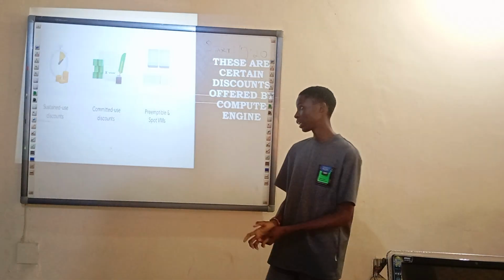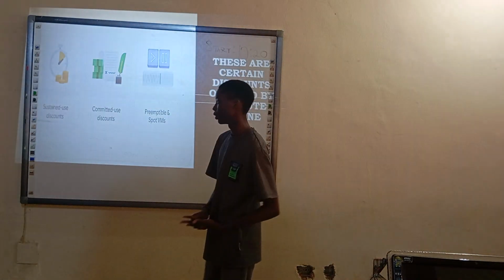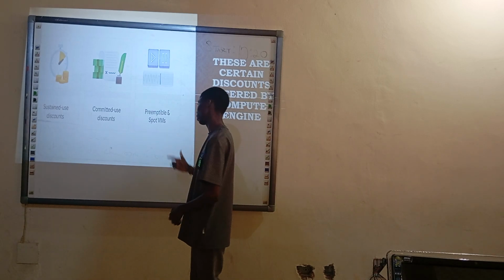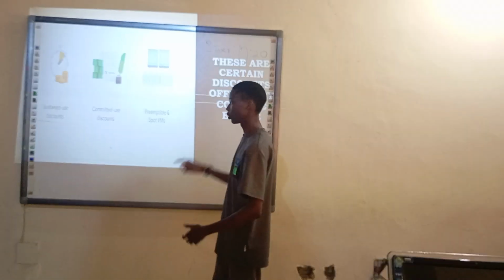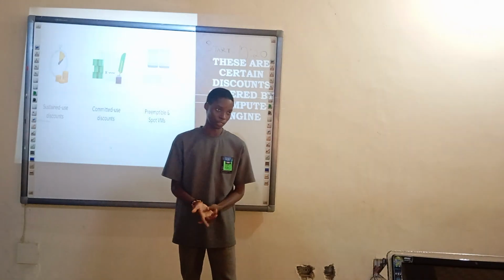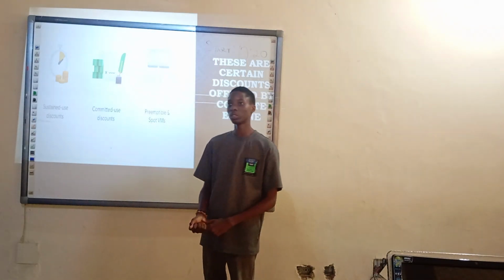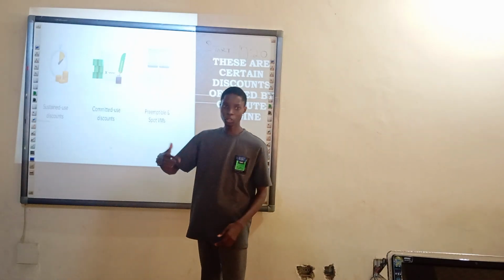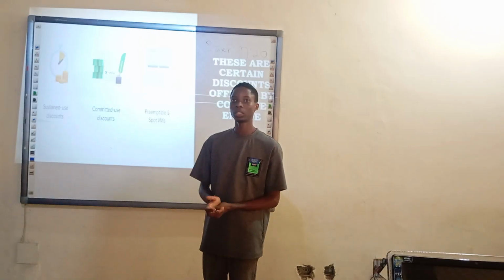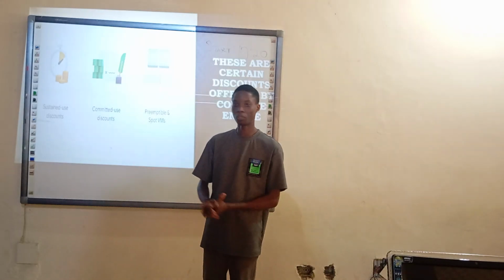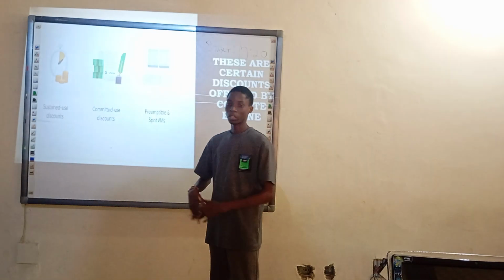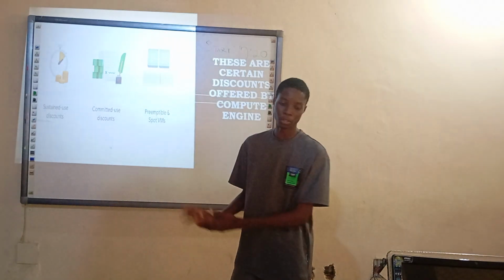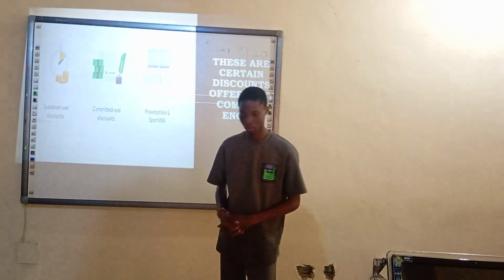Now there are certain discounts that are offered by Compute Engine. First, we have sustained use discounts, committed use discounts, and preemptible and spot VMs. Sustained use discounts automatically activate from the moment you start running your VMs. So when you run a VM for a considerable amount of time, let's say more than 25% of the month, a discount is automatically added for every extra minute you run that VM.